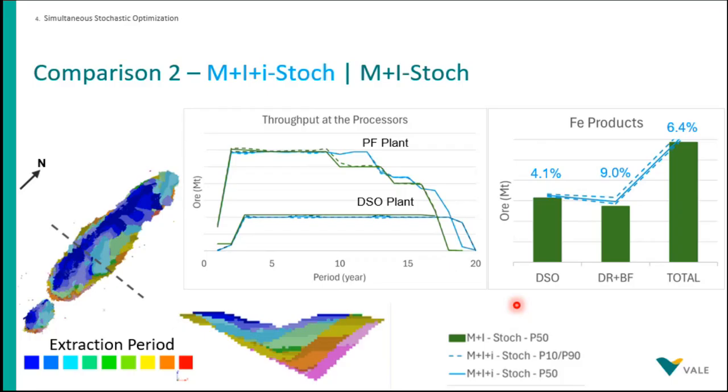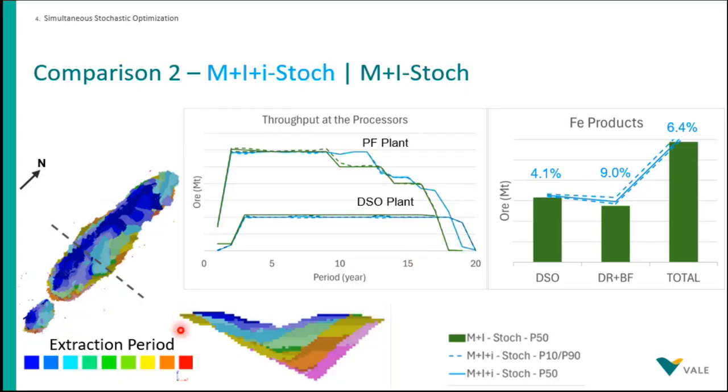So the second comparison that we studied was having the stochastic optimization also consider inferred material, compared to the stochastic optimization. And what we saw is an additional gain of 2 years in terms of life of mine. So both the DSO plant and the pellet feed plant profited from receiving more material for longer periods. And in terms of products, we generate 4% more DSO and up to 9% more pellet feed.